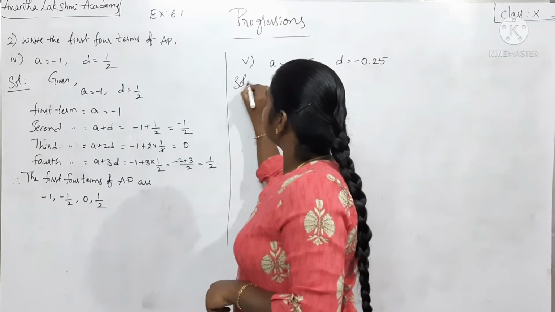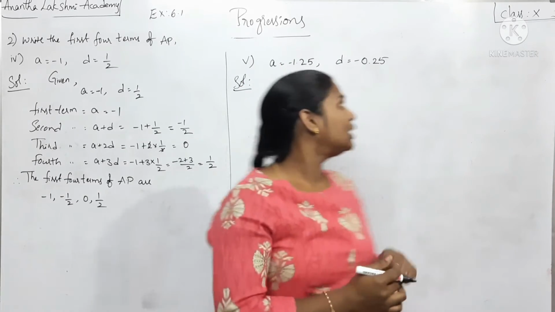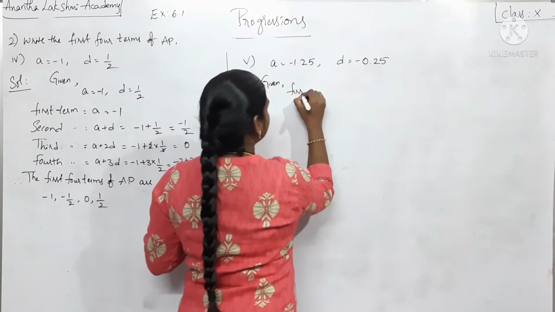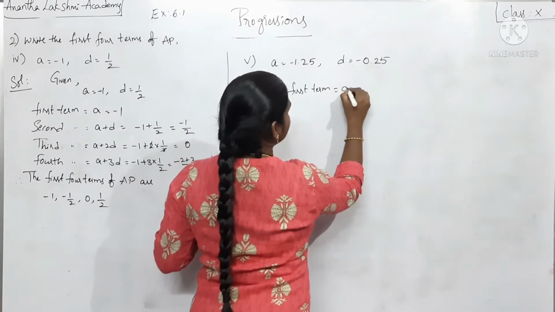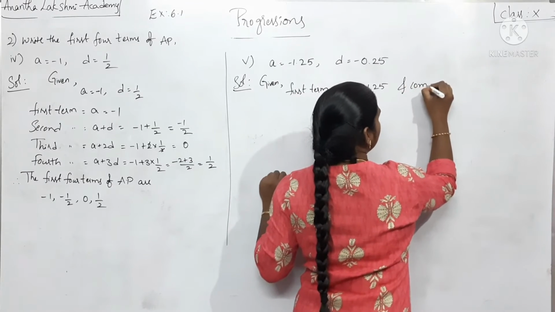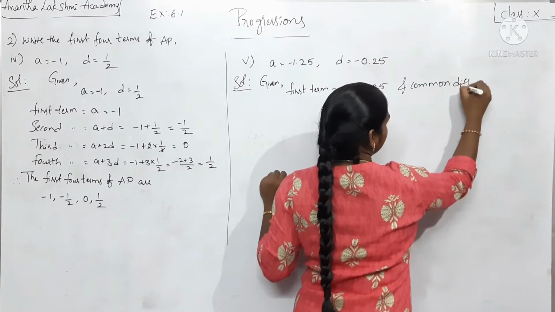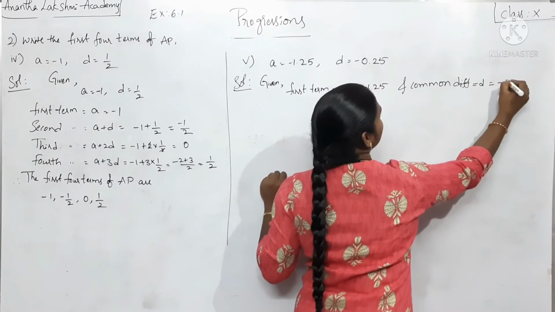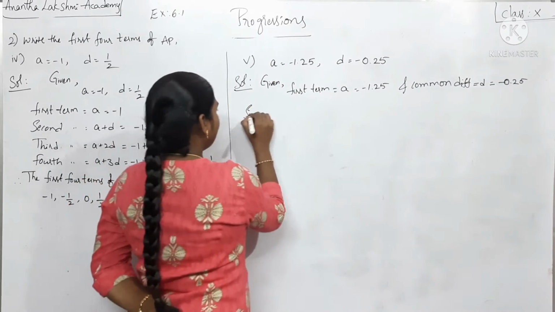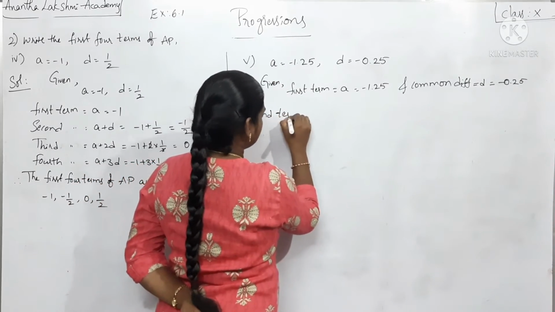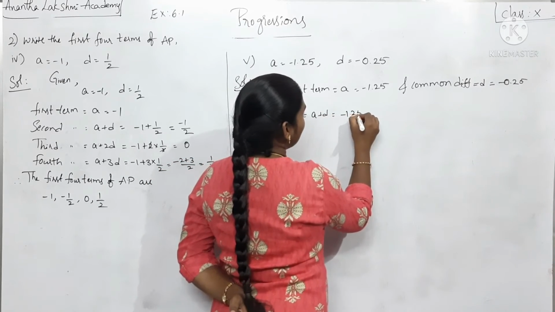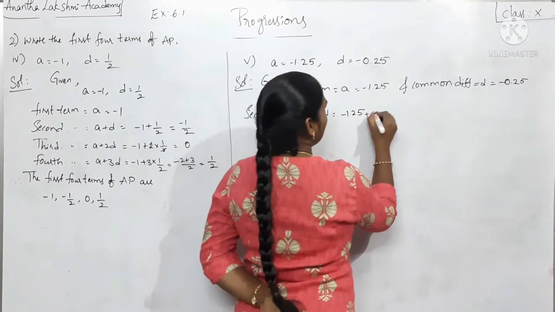Let's look at the next bit, fifth bit. Okay, here what is given for us? Given first term, which is equal to a is equal to minus 1.25 and common difference equal to d is equal to minus 0.25. Alright, so the second term would be a plus d, which is nothing but minus 1.25 plus minus 0.25.